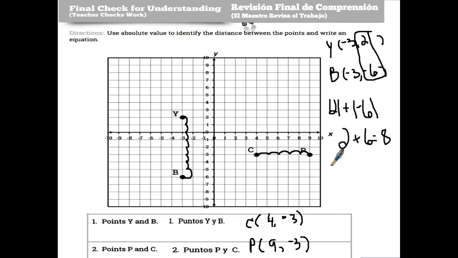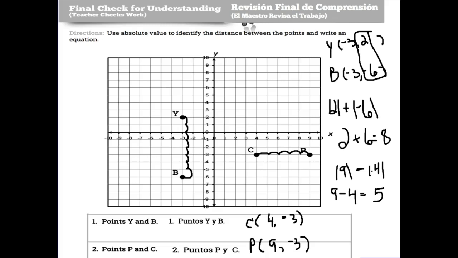So now I'm going to use my x coordinates, and I want the absolute value of 9, and I'm going to subtract, because they're in the same quadrant, the absolute value of 4. The absolute value of 9 is 9. The absolute value of 4 is 4. And 9 subtract 4 gives you 5. Okay?